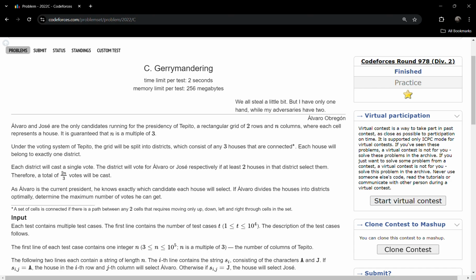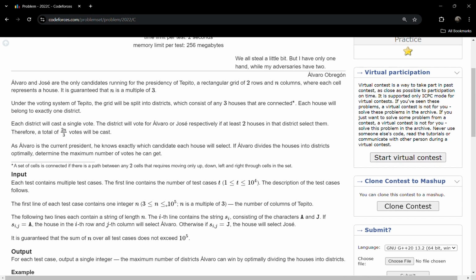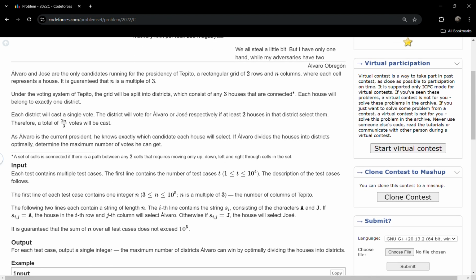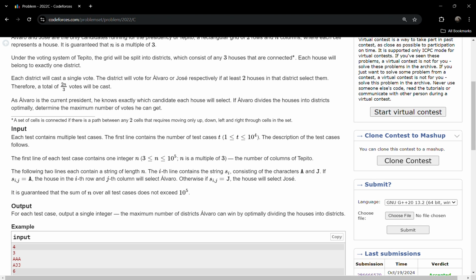Now, heading forward, as Alvaro is the current president, he tries to gerrymander. He knows exactly which candidate each house will select. So Alvaro divides the houses into districts optimally, and we have to determine the maximum number of votes he can get. Cells are connected if the path between any 2 cells requires moving only up, down, left and right. It is like Manhattan distance or something like that.